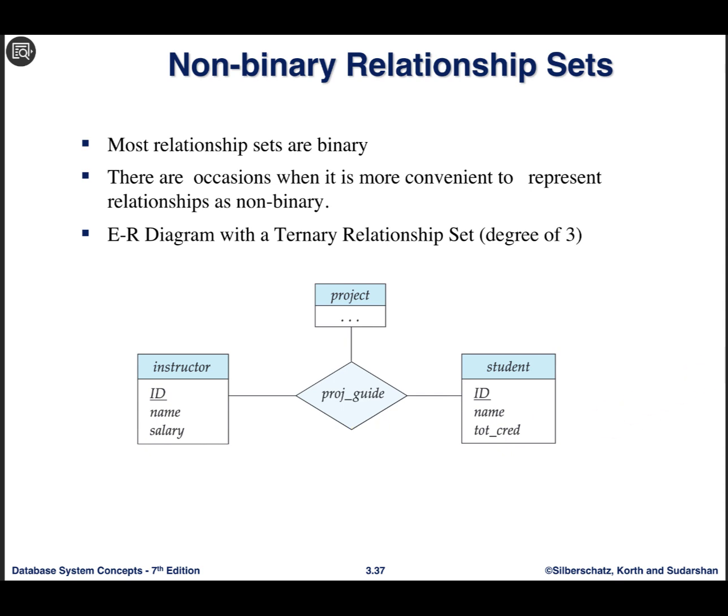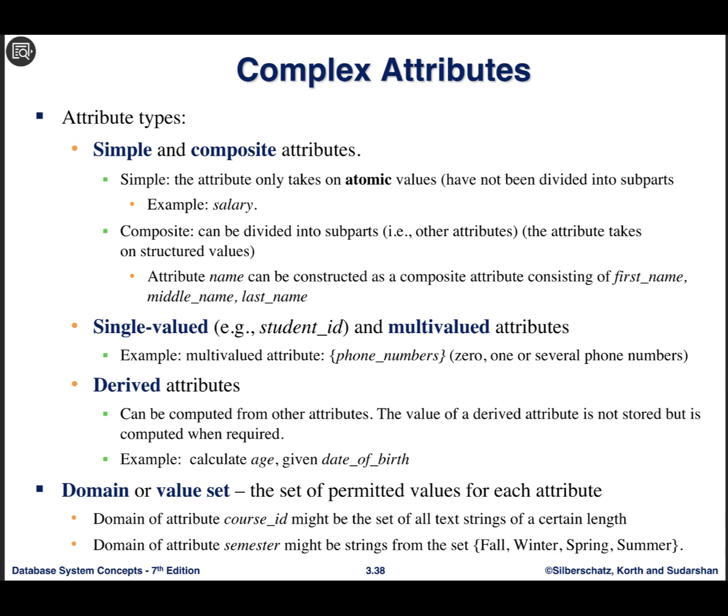Good. So let's take a look at the attributes. We're done with the entity set; we know how to come up with it and how to represent it. Then we looked at the relationship set; we know how to define it, identify it, and represent it. Then we covered the degree of the relationship. Now let's take a look at the attributes. This is the third component in the ER diagram.